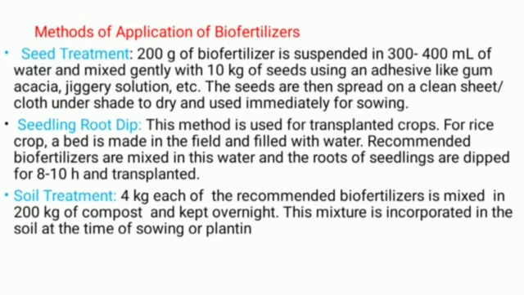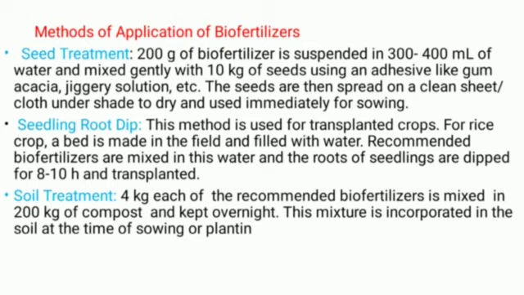And the next topic is methods of application of biofertilizers. There are 3 methods: seed treatment, seedling root dip, and soil treatment. Seed treatment: 200 grams of biofertilizer is suspended in 300 to 400 milliliters of water and mixed gently with 10 kg of seeds using gum acacia or jaggery solution, etc.